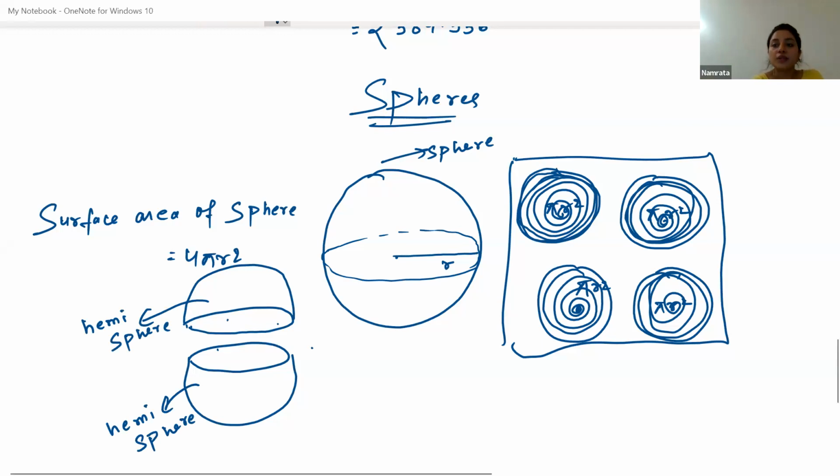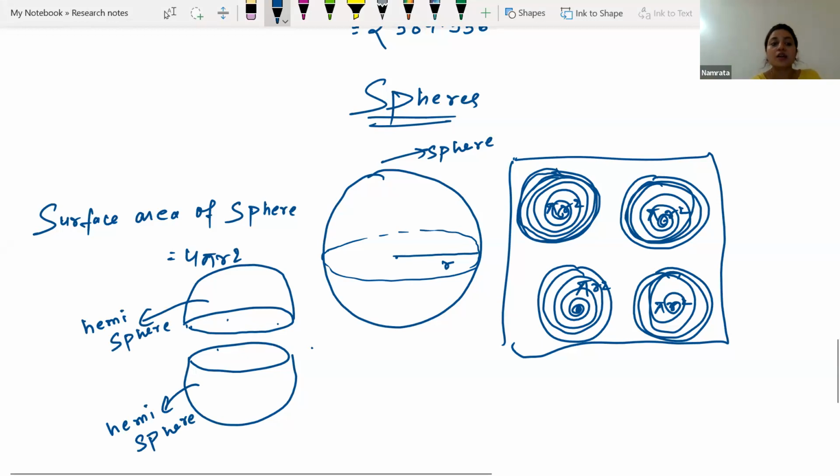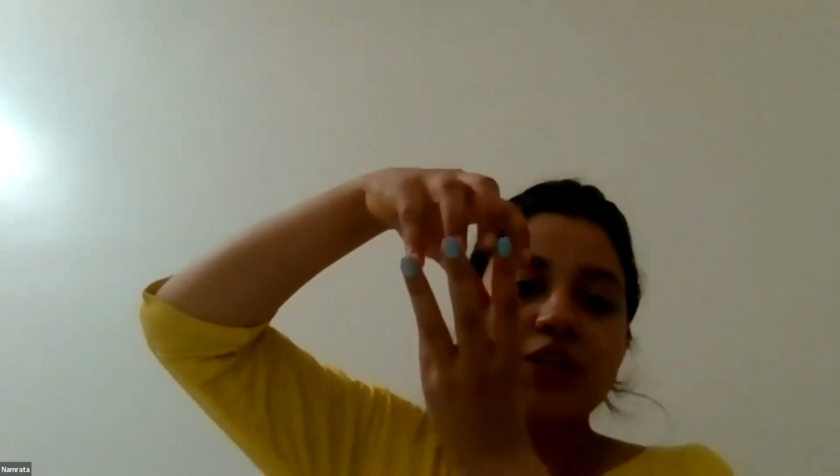Now, let me come on the screen and let me explain exactly what this hemisphere is. I was talking about the hemisphere. This is a sphere. When you cut it out, you will get a hemisphere from here and a hemisphere from here. The area of this hemisphere will be half of this curved surface, and you will also get a circular top or circular bottom when you cut the hemisphere. The best example of a hemisphere can be the bowl in which you have your soup, your lentils or anything.